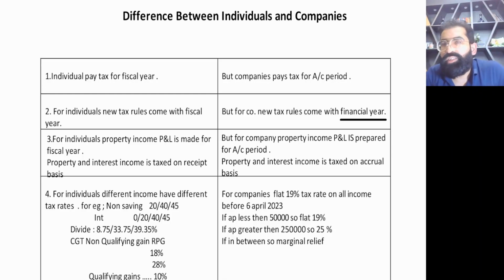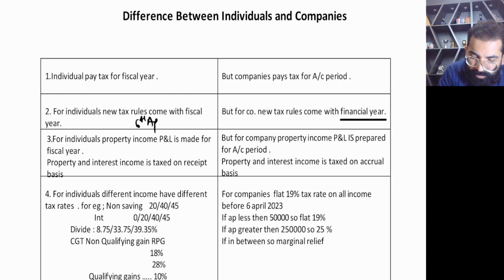And the financial year starts on 1st April and ends on 31st March. But the fiscal year starts on 6th April and ends on 5th April. Okay. Let me write it: the fiscal year is 6th April to 5th April. Okay, and this is 1st April to 31st March. This is the financial year.